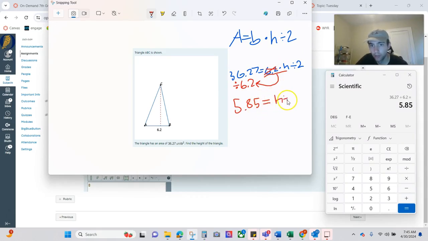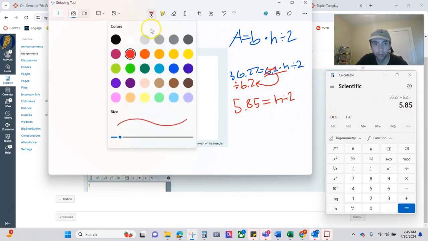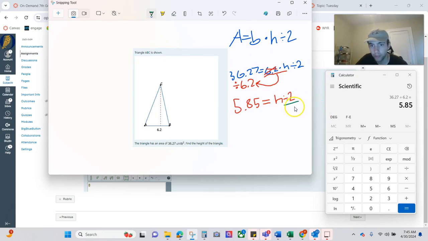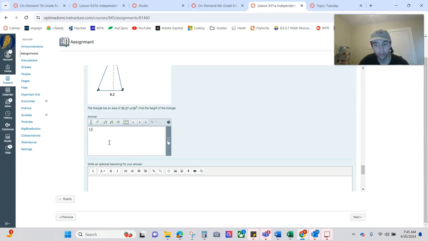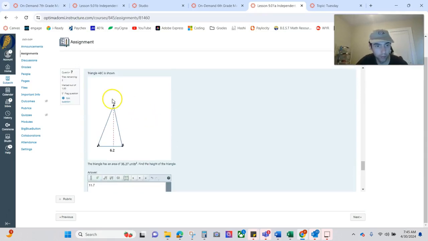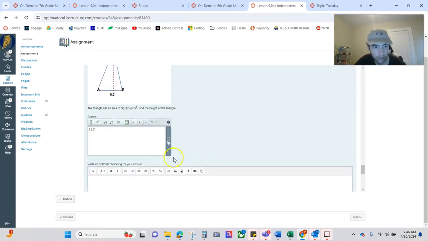Now I have h divided by 2 is 5.85. Now I can do opposite math again. Instead of dividing by 2, I do the opposite operation to the opposite side and times by 2. So now that is gone. Now I times by 2 and we got our answer, 11.7. You can also check your work by doing 11.7 times 6.2 divided by 2 and see if you get the area it says.